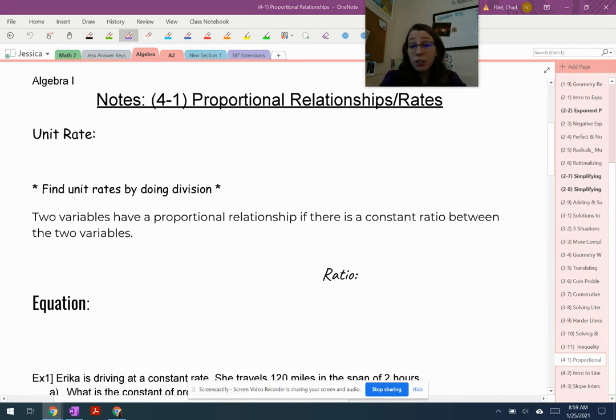Stuff that you definitely touched upon as an 8th grader with Mrs. Goodhue or whomever you had for 8th grade math. But we're definitely going to look at it a little bit more in depth this year.